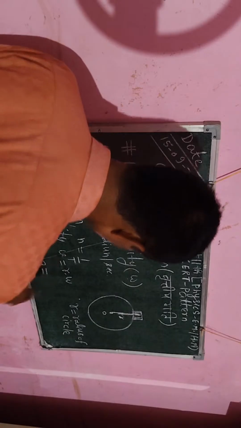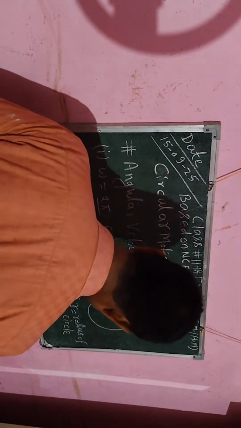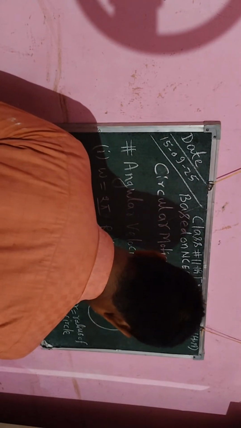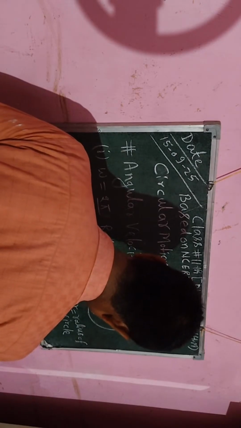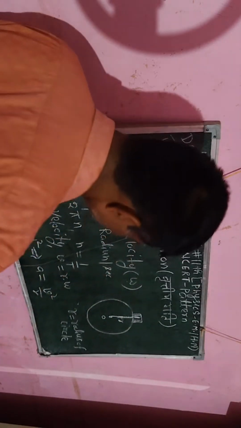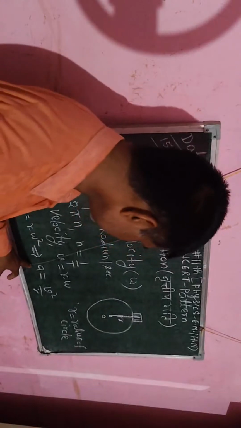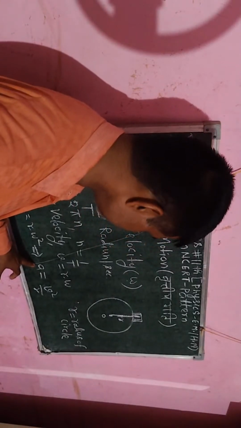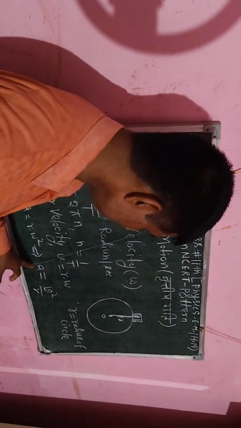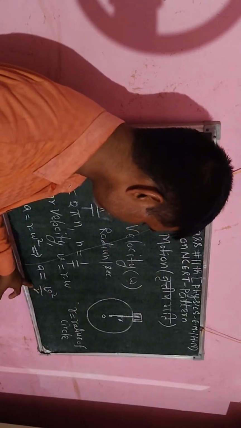So here v square by omega. So here I have to write v square divided by r. So this is the acceleration. Acceleration a is equal to v square divided by r.